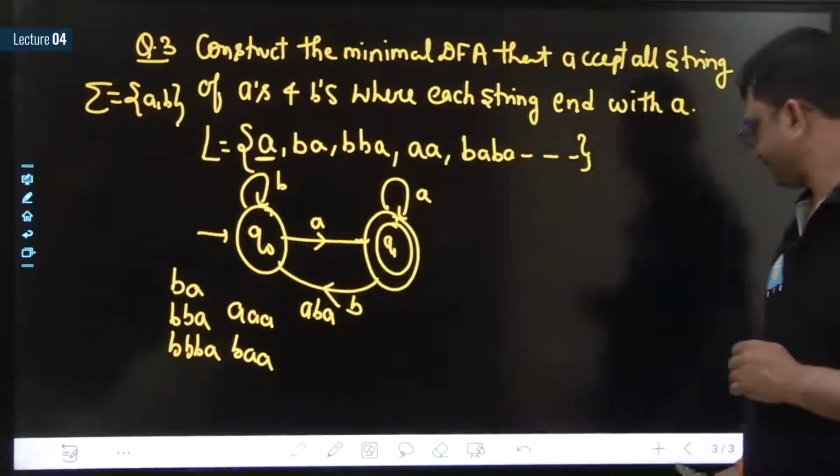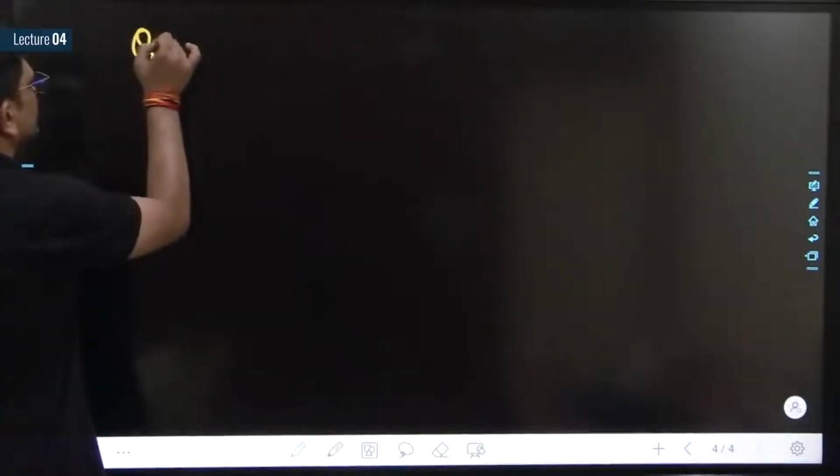Next question. Construct the minimal DFA that accepts all strings of A's and B's where each string starts with AB. Example number 4.